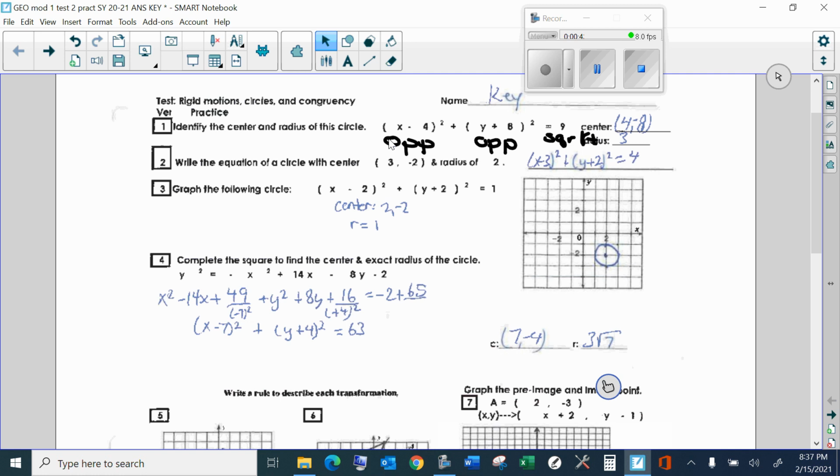All right, graph the following circle. Again, opposite, opposite, square root. So center is 2, -2 right there with a radius of 1. Go 1 in each direction. Draw yourself a circle.